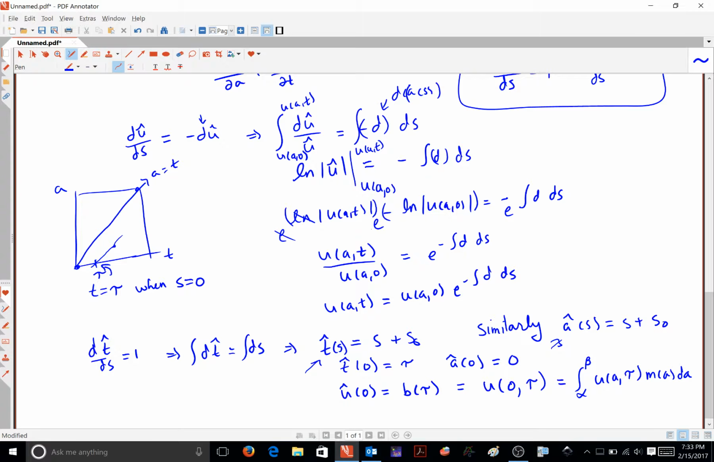And for U hat, with those initial conditions, you get A hat is equal to S, because at S equals 0, this ends up being our 0 value right here. And T hat at 0, you get S plus tau. So this S0 right here becomes our tau. And U hat, then, when A is equal to 0, you get your U of 0 tau. So let's actually look at that one.